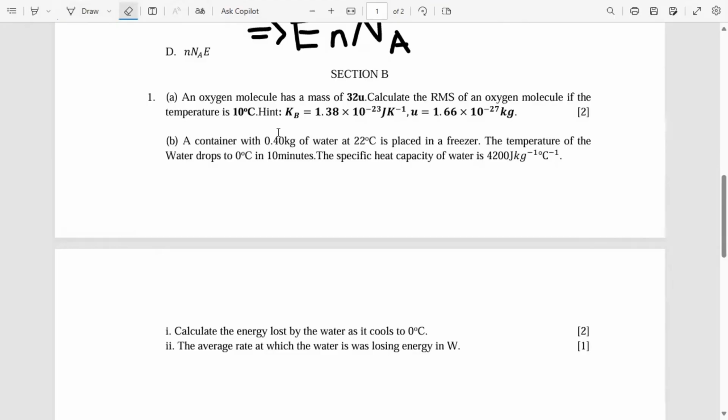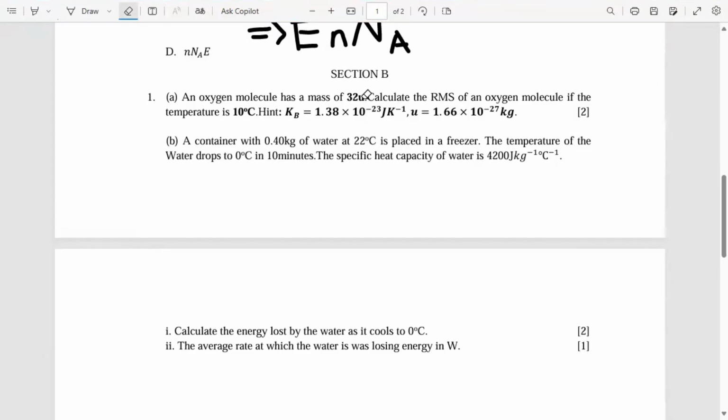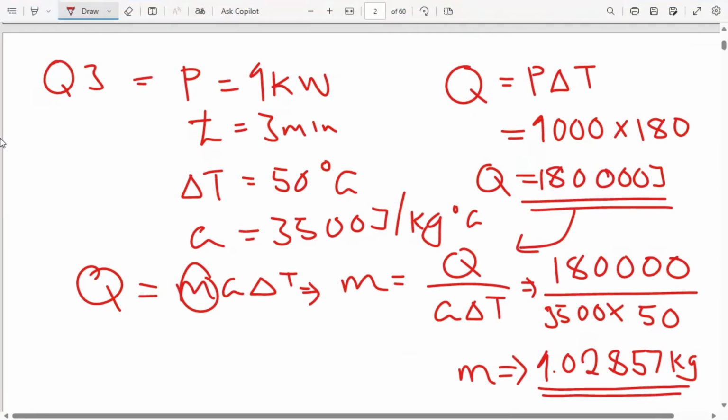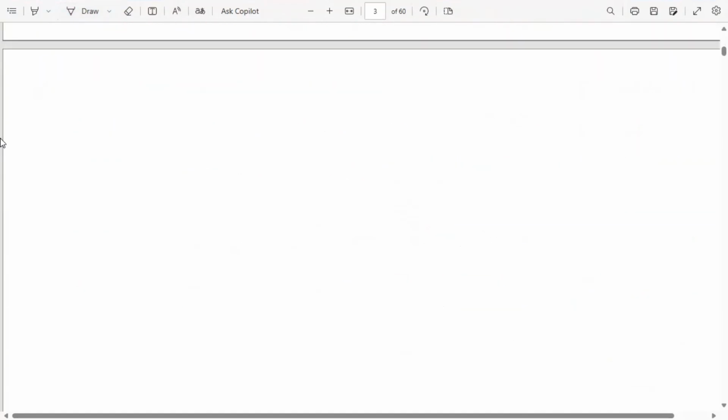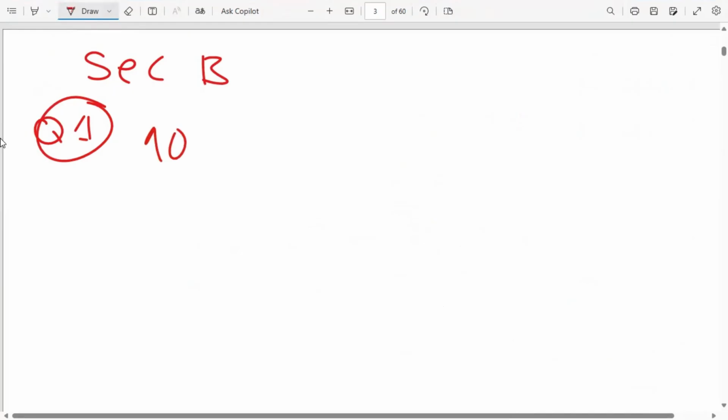They've made our question very simple, because in order for us to find the root mean square speed, we're just going to need to convert this mass into kilograms. Then we're going to plug the mass into the formula for calculating VRMS. So let's do this. Section B, question 1. We have a temperature of 10 degrees Celsius, then we have a mass of 32 ounces.